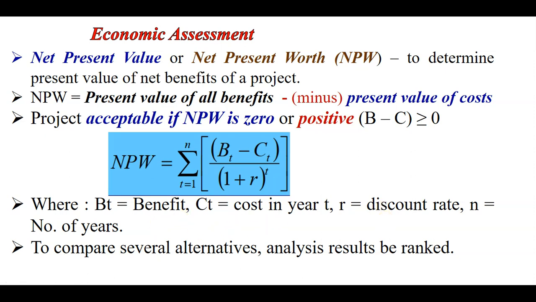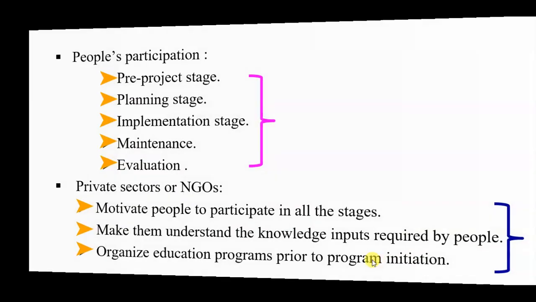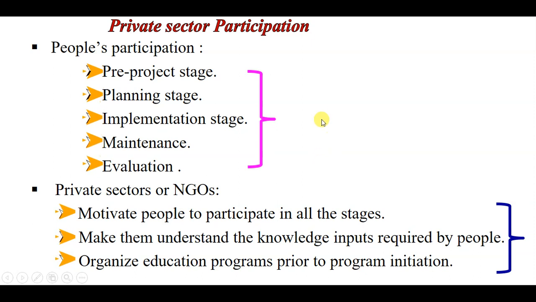is the year. So to compare several alternative analyses, the results must be ranked, giving which is the first, which is the second. Private sector participation in watershed management. Private sector participation is simply people's participation through the pre-project stage, planning stage, implementation stage, maintenance stage, and evaluation stage. This is people's or private participation in watershed management.